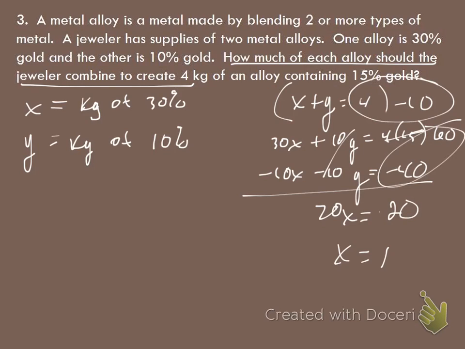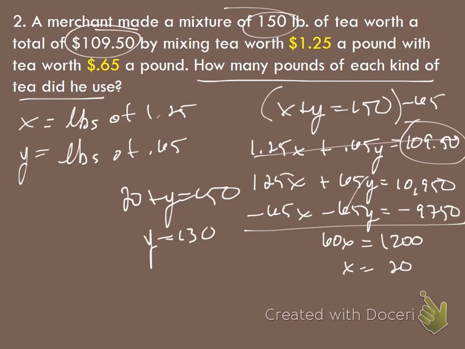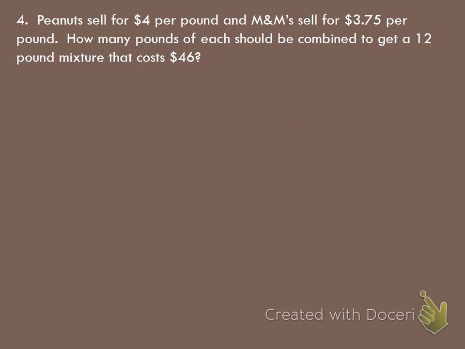Right, divide by 20. And so that tells us that we need to use 1 kilogram of the 30% alloy, and obviously we're going to end up needing to use 3 kilograms of the 10% alloy to get it down to 15%. Okay, and you want to write a sentence answer like that. So again, another one where you had to multiply your final amount, the 4 kilograms, by 15%. But you didn't have to multiply your final amount by anything here, because the $109.50 was a total cost, not a cost per pound. Okay, so that's your difference.